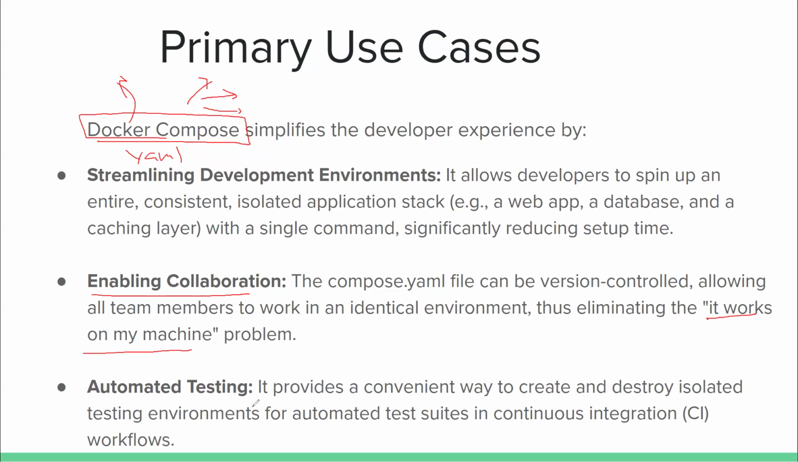And also automated testing. It provides a convenient way to create and destroy isolated testing environments for automated test suites in continuous integration. So in DevOps, in the CI/CD pipeline for continuous integration, this will help a lot, especially for testing. Whenever you want to test something, you have to create a test bench. With Docker Compose, you can quickly, with one command, create a test bench, test your application, and then destroy that entire thing and move to a new one. So you have that big advantage.